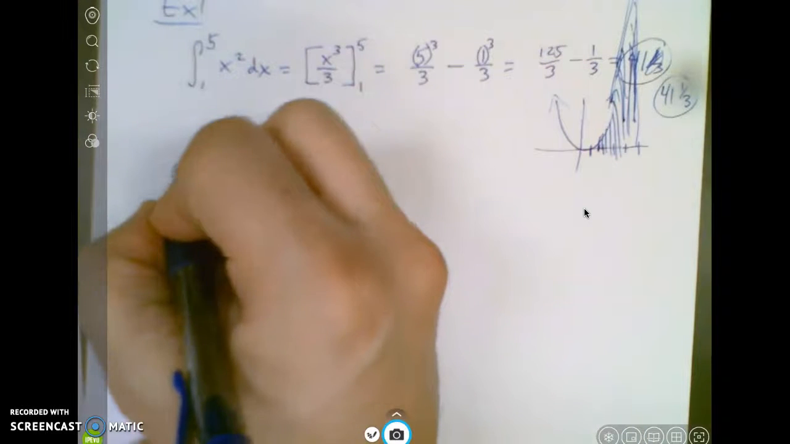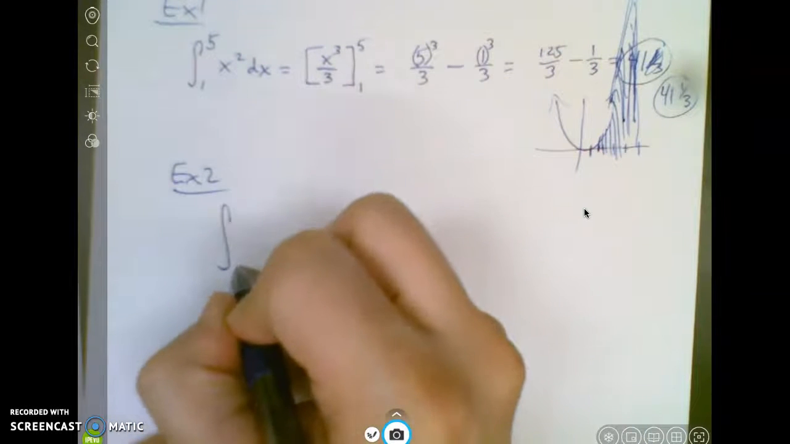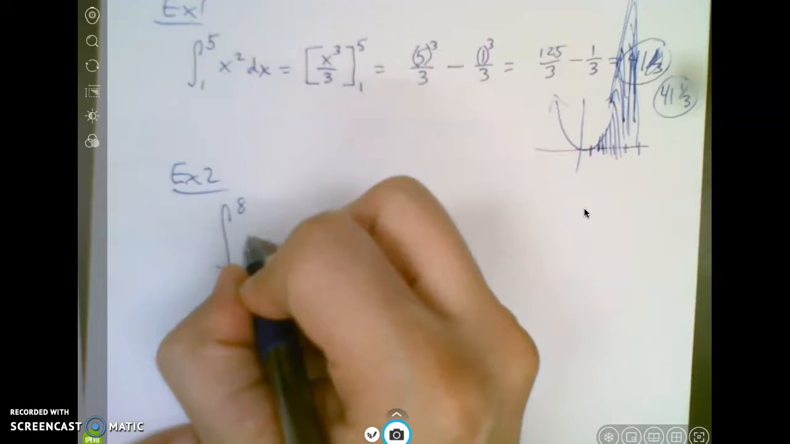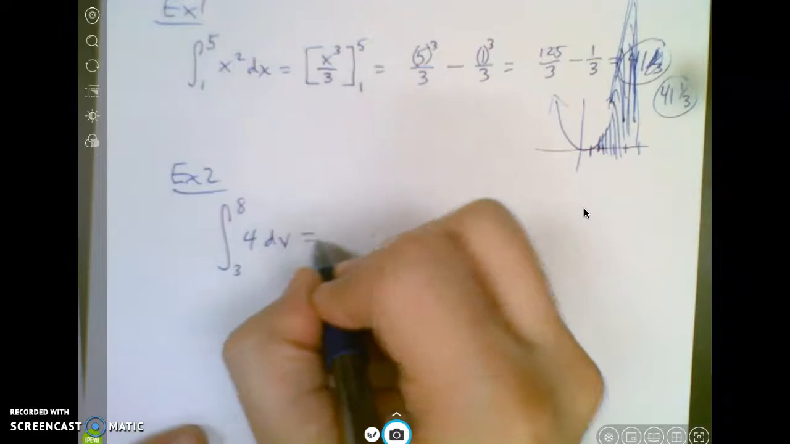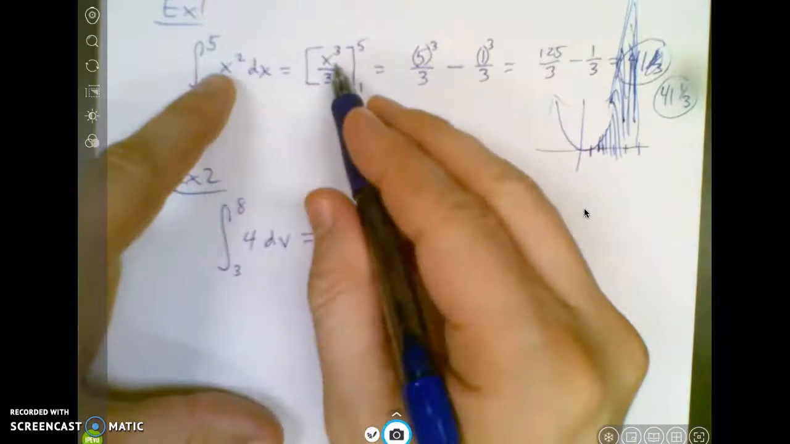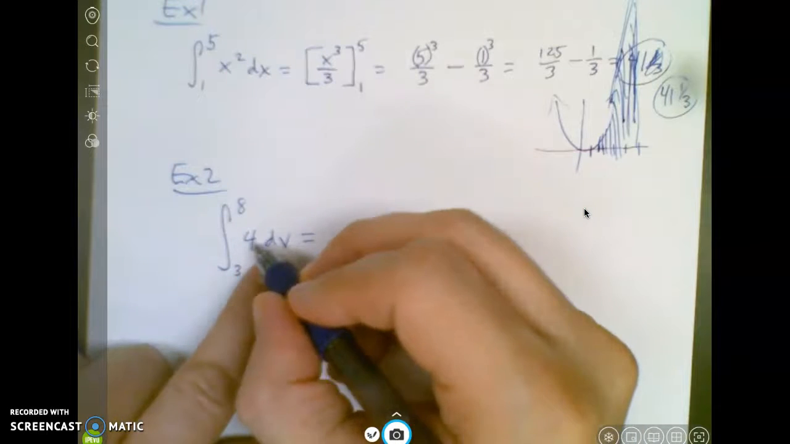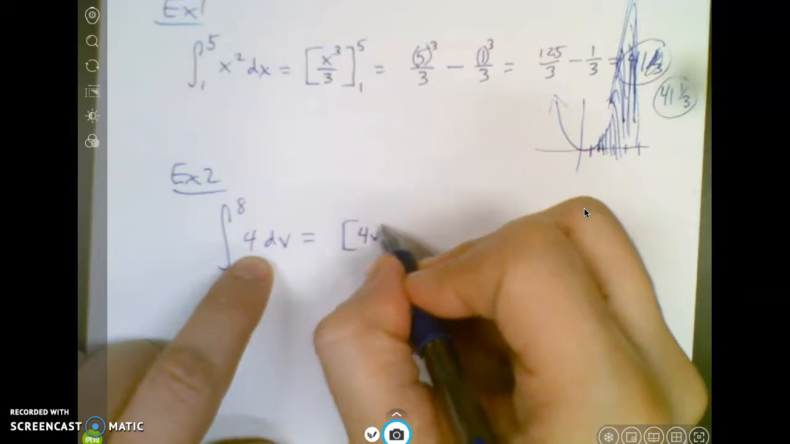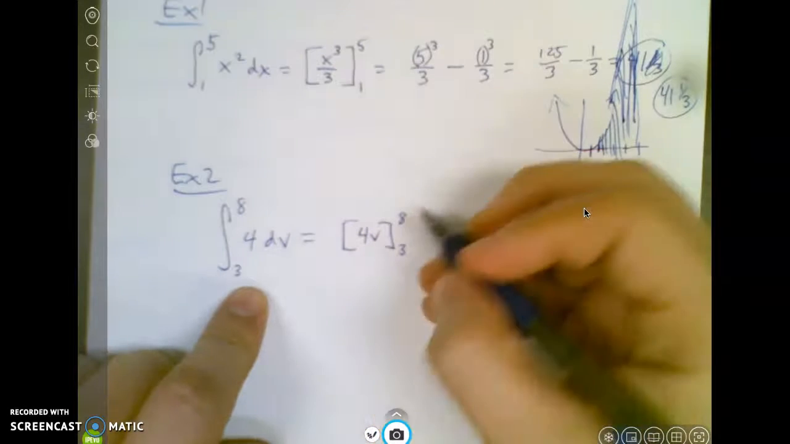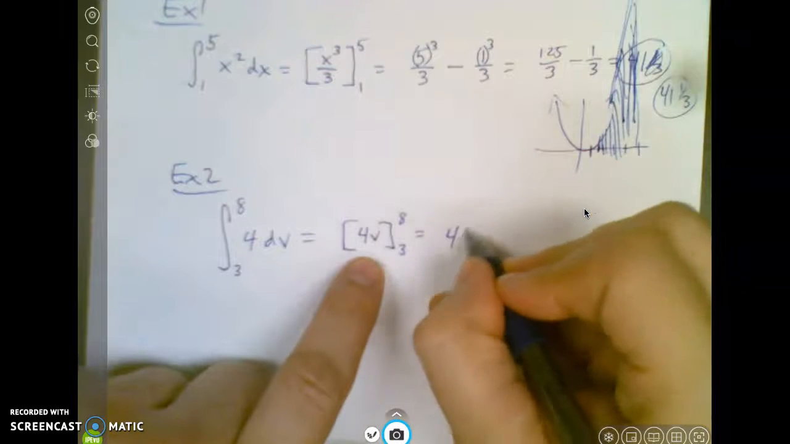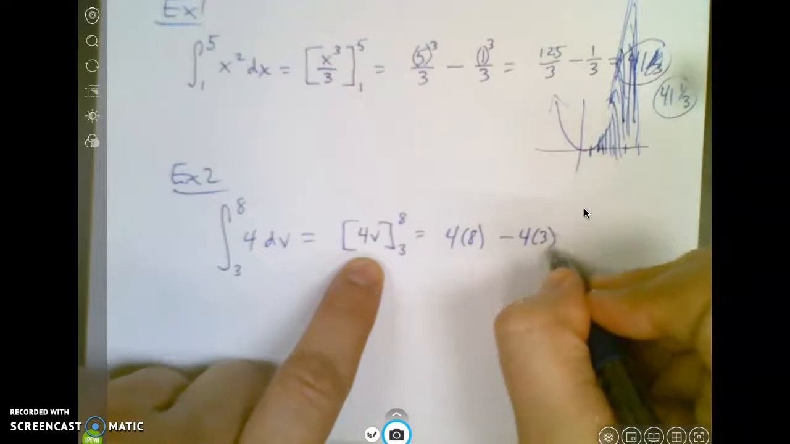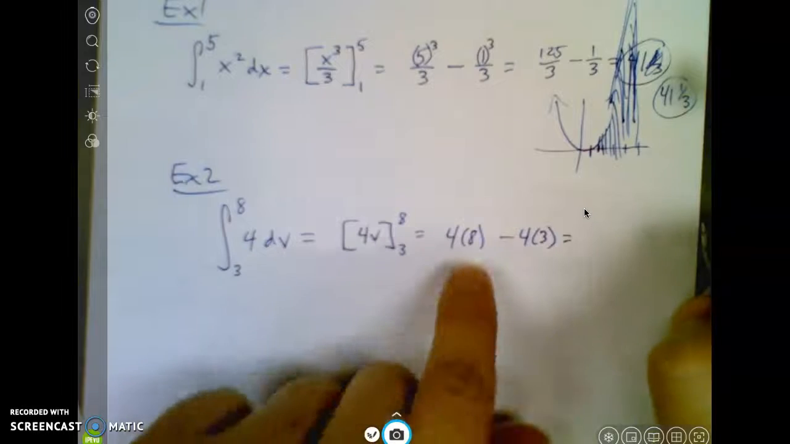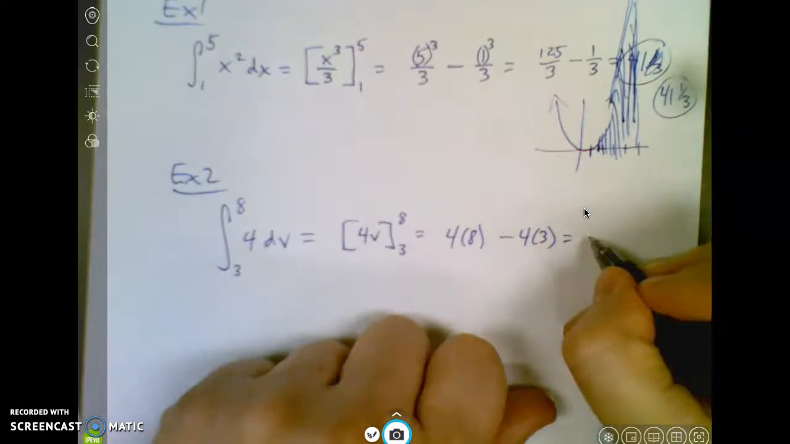So let's do a couple more. I know I did one kind of like this one the other day. Let's say from 3 to 8 of a constant, let's say 4 dv. One thing that could catch people is here you see there are no x's, so you know they're not x's. This letter actually tells me my variable, and this one's v. So if I make the exponent go up 1, it's 4v, evaluated from 3 to 8. So you're going to plug in the 8 first, 4 times 8, minus 4 times 3. Okay, and we got 32 minus 12 is going to be 20.